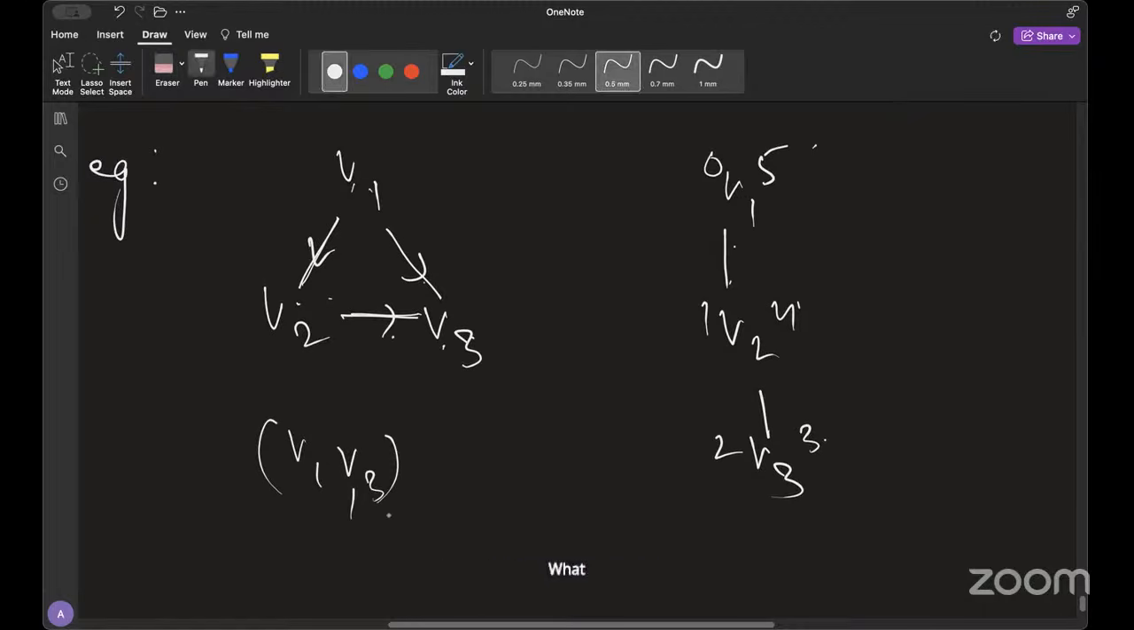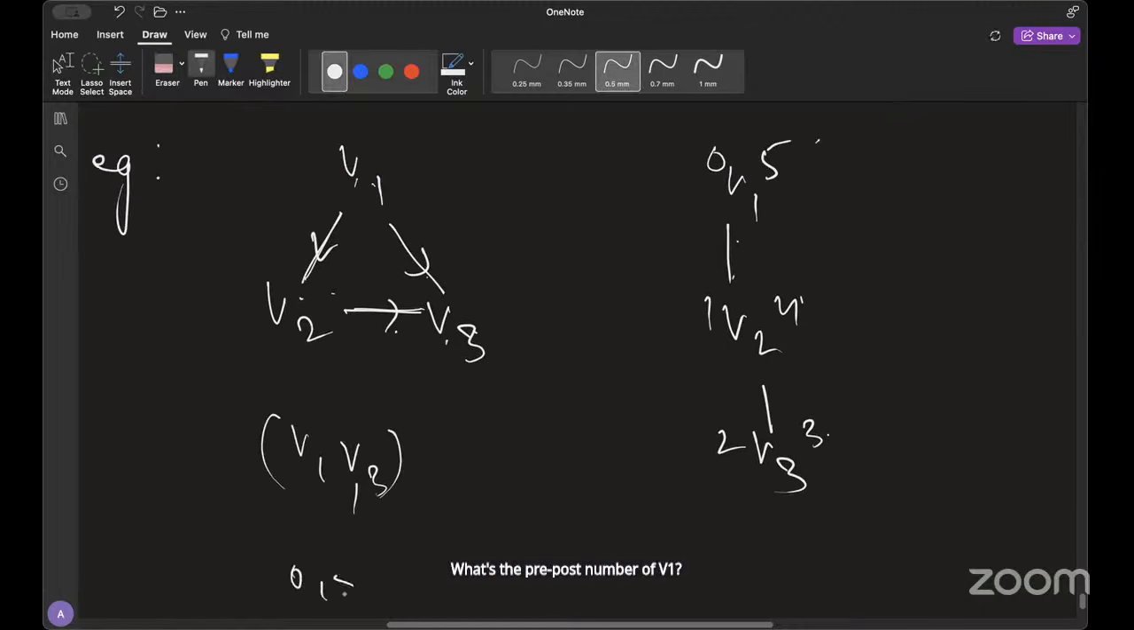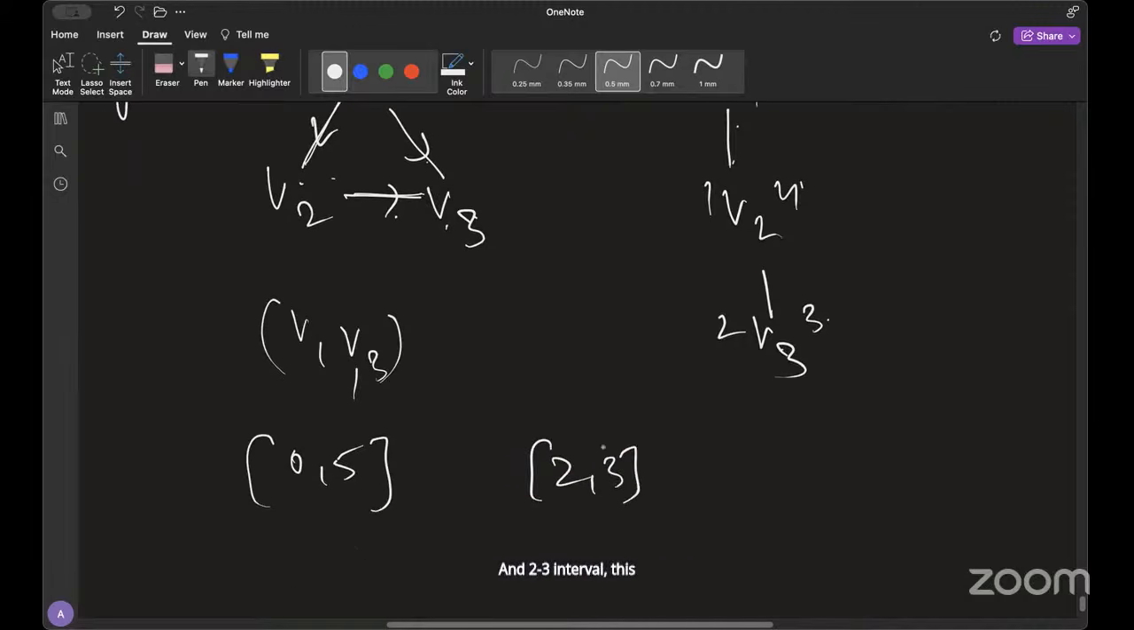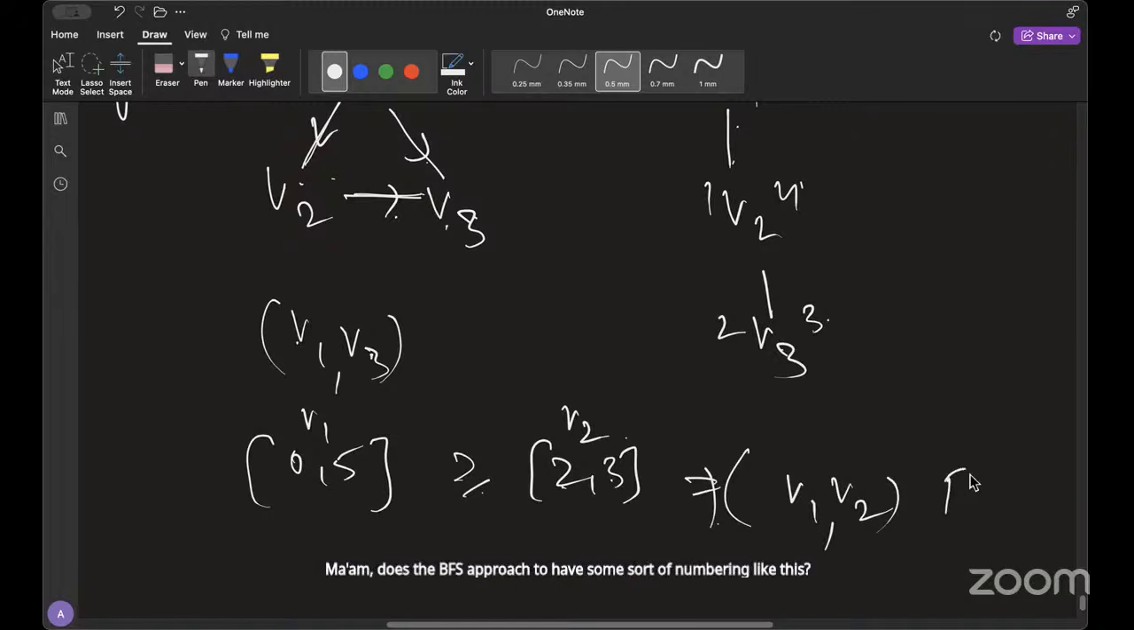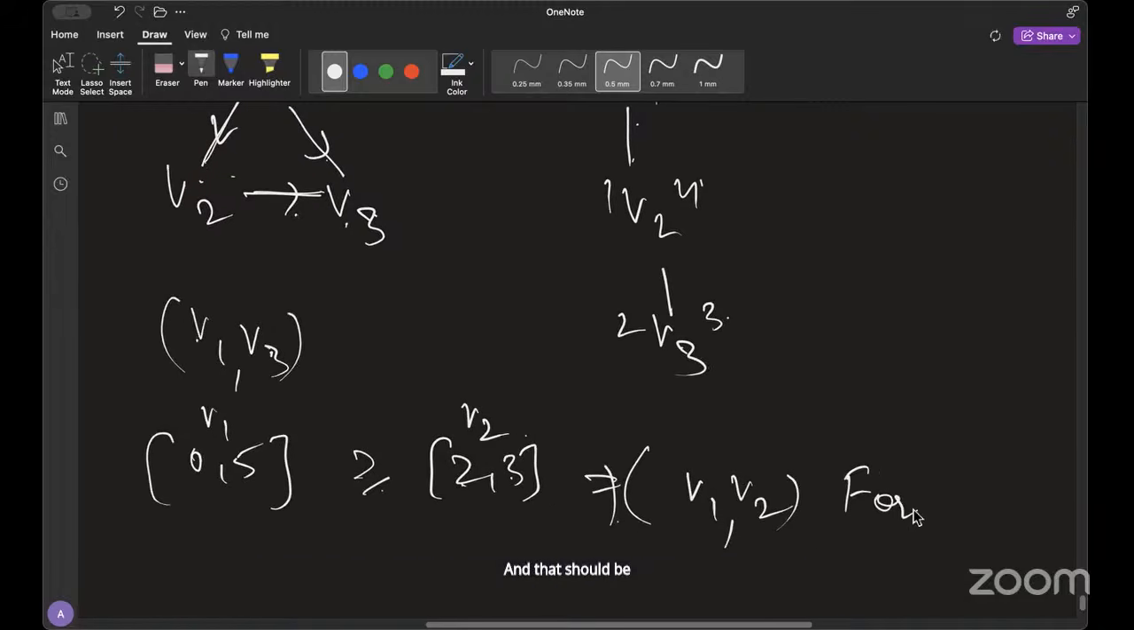What's the pre-post number of V1? It's 0, 5, right? This interval. And the pre-post number of V3 is 2, 3. And this 2, 3 interval, the pre-post number of the one written later, V3, the second entry, is contained in the pre-post number of V1. This is for V1, this is for V3. And because 2, 3 is contained in this interval, that means V1 to V3 is a forward edge, right? Yeah, V3. It's a forward edge.